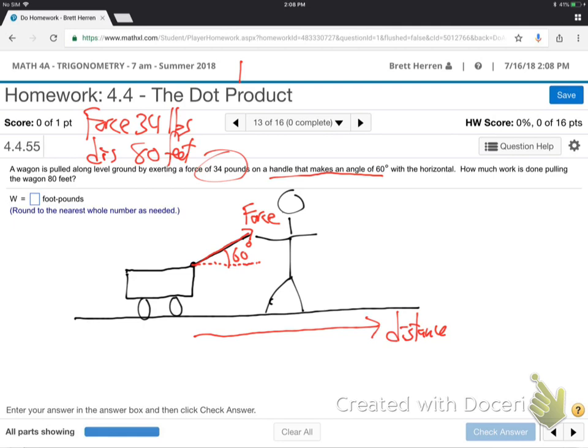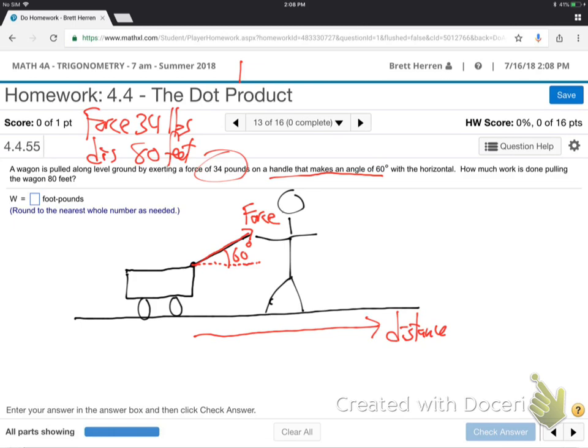Everybody see the deal? Because they're not stooped down and that handle's not level, if they would just stoop down and make that handle level, then the force and the distance would be in the same direction. I could just multiply those numbers. That'd be great. But they're not. They're pulling at an angle of 60 degrees up to the right. The force is up to the right. The distance vector is straight to the right. Those are not lined up. And lined up means parallel.